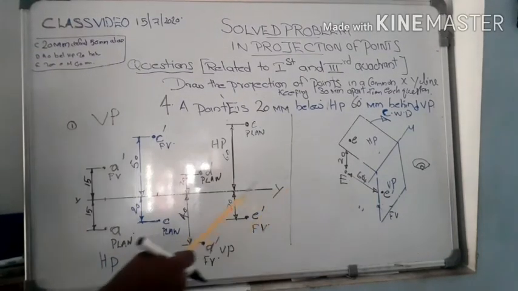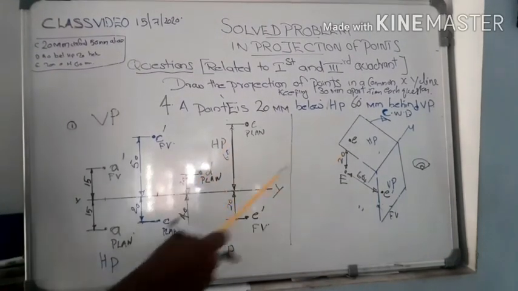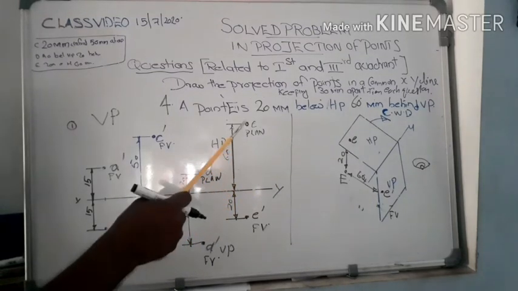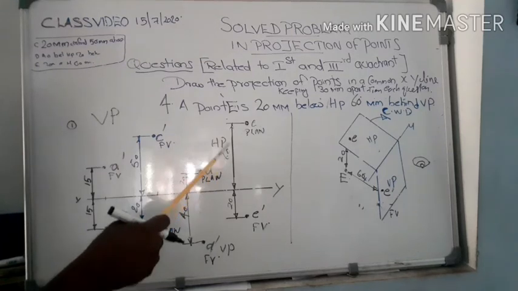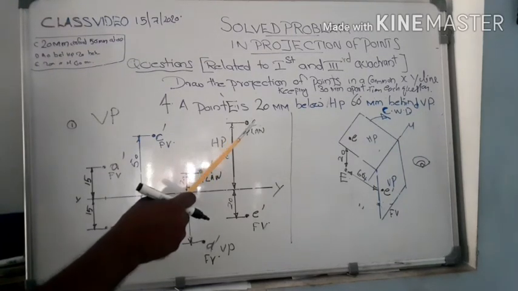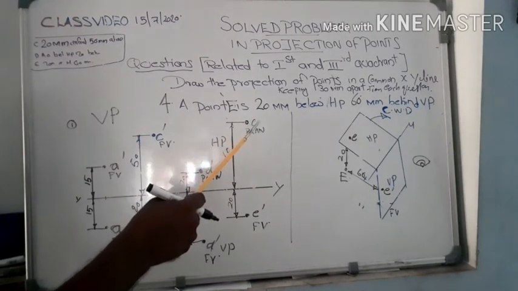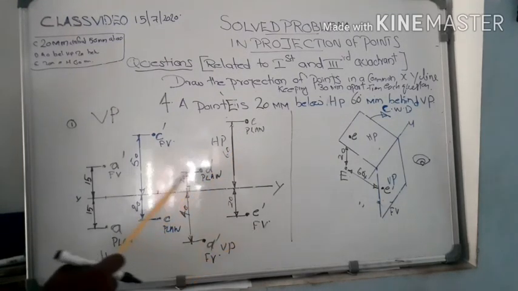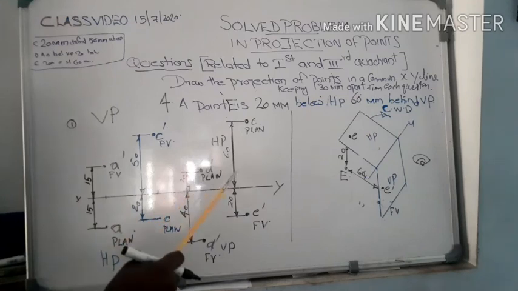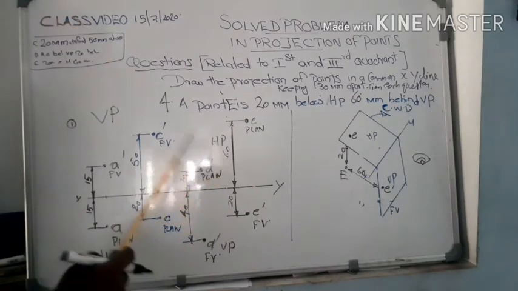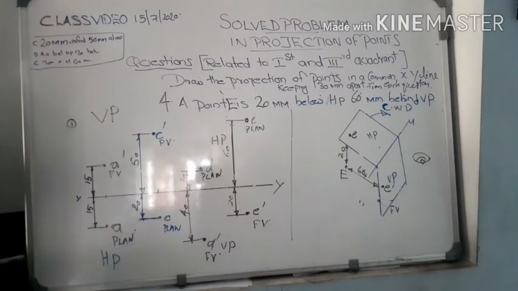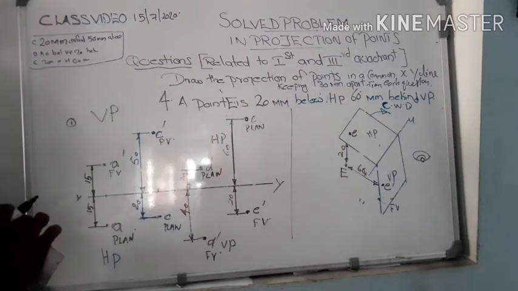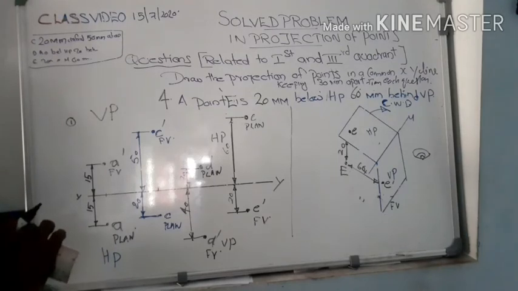Now we have to project its plan on HP. At that time that point comes above the XY line. Put a point here, keeping the distance 60 mm, and mark that point as e. This is our plan and this is our front view. And all the questions have 30 mm apart distance. This is our first solved problem in projection of points.